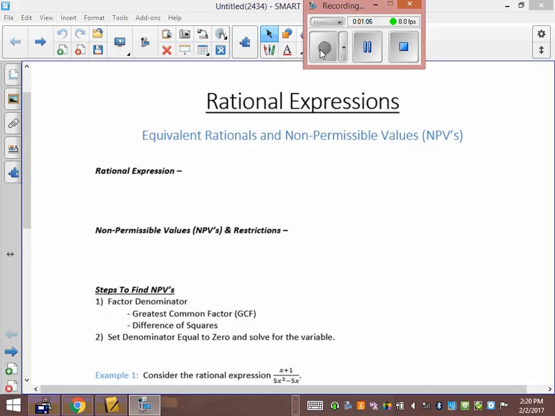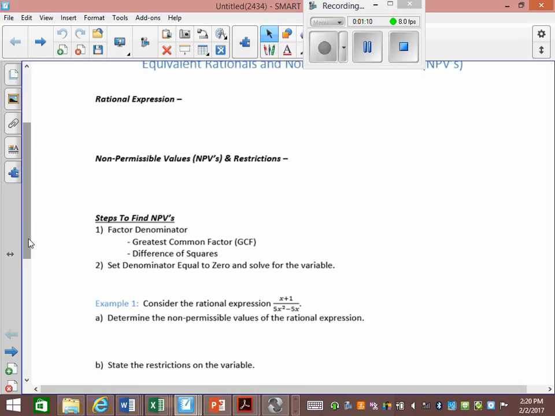So, rational expressions. We're going to look at non-permissible values first. Non-permissible values, or NPVs, a lot of people call them MVPs, but they're NPVs, non-permissible values, and they can also be known as restrictions. There's always a non-permissible value question on your diploma. Always, always, always. That should be your give-me question though. It should be the easy one. The non-permissible values are the values that can't exist. They're not permitted to exist.